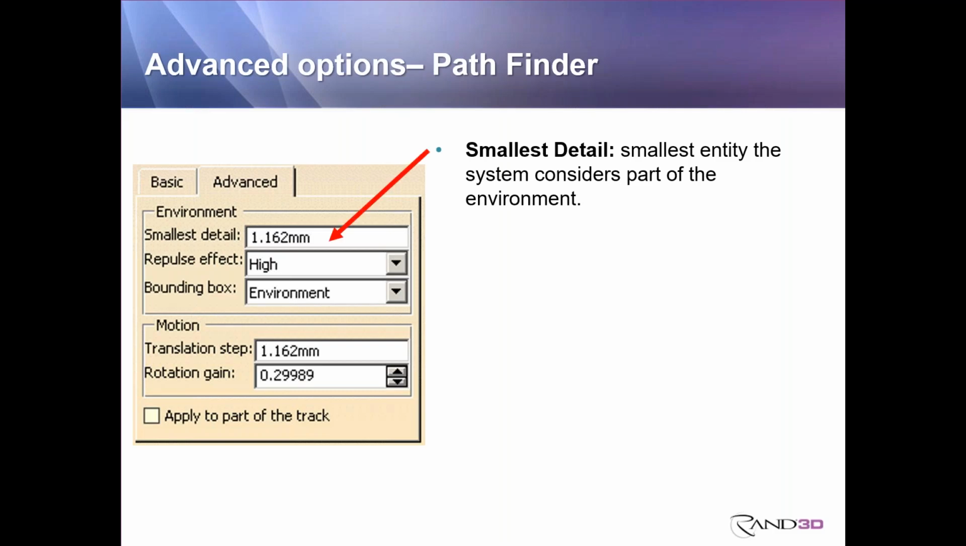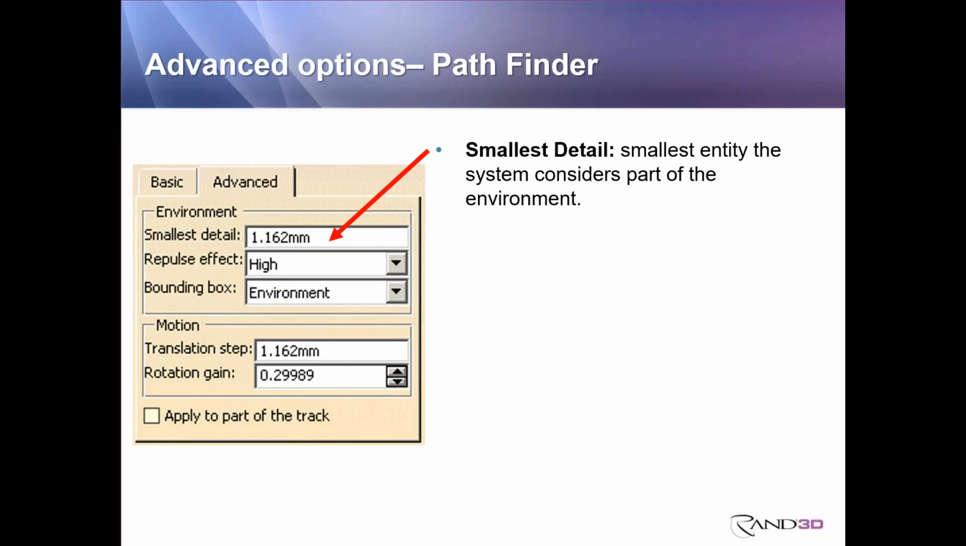All right, then we have some advanced options here. The first one is the smallest detail. It's the smallest entity the system considers part of the environment. Well, what does that mean exactly? So when the Pathfinder runs, it builds an environment of all the different possible locations that the object can be translated or moved to. So this option controls the smallest entity that it kind of considers part of that environment.